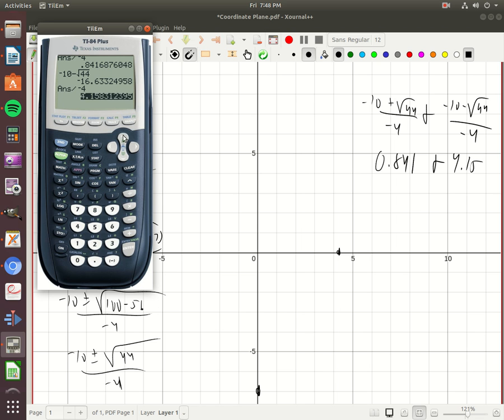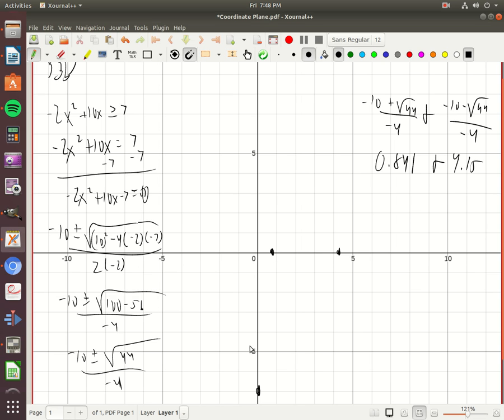They're both positive? Oh, yeah, that makes sense because it's going to open down. I was confused for a second, wondering what was going to happen, but it's going to open down. That's why it looks the way that it does. I kind of missed that it has a negative 2x.